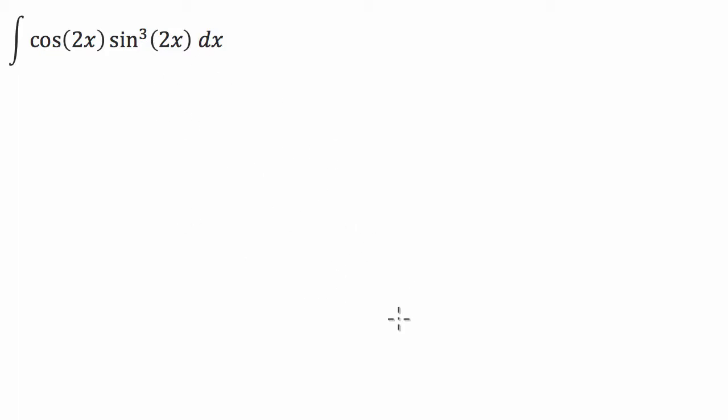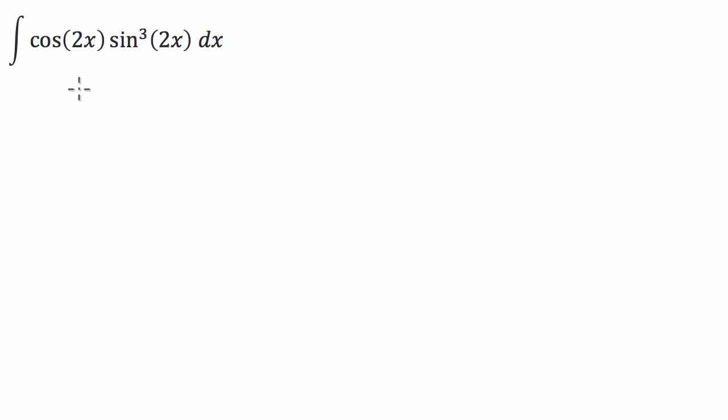G'day guys, we've got an integration question today where we're going to be using the method of U-Substitution to attempt to solve this relatively complicated trigonometric function here. Now I like to think of U-Substitutions as basically the chain rule in reverse. So the easiest way for me to explain it is by doing the problem.